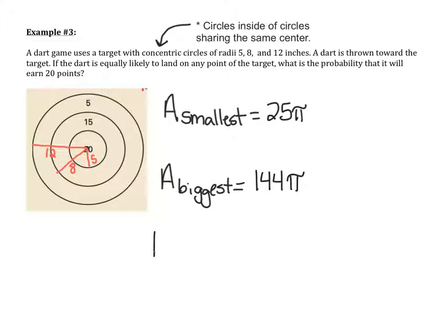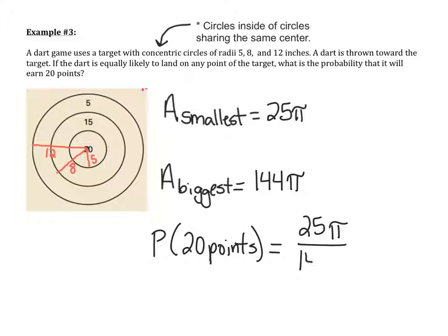So when I go to find the probability of earning the 20 points, I would take the area of the smaller circle, 25 pi, over the area of the biggest circle, which is 144 pi. The pi's would cancel. Pi divided by pi is 1. So then I would just be left with 25 over 144. There is no number that goes into 25 that also goes into 144, so that would be my fraction.